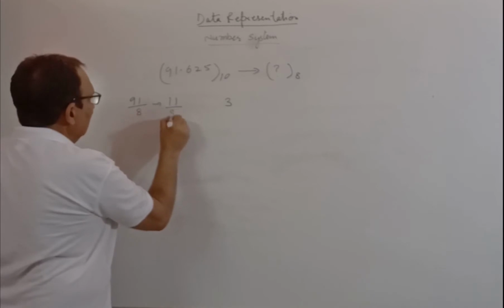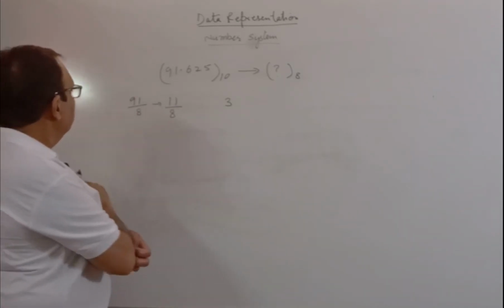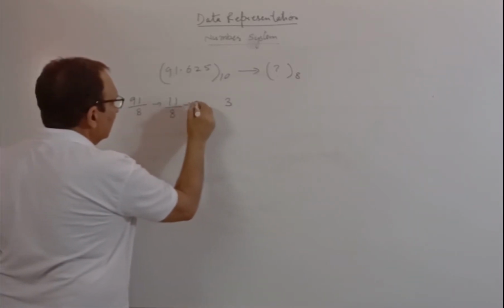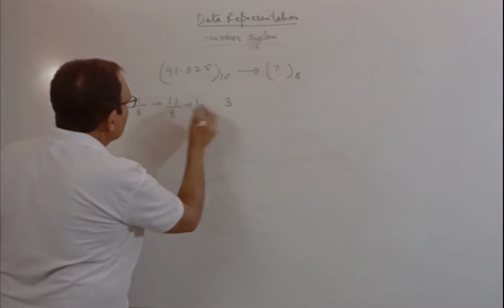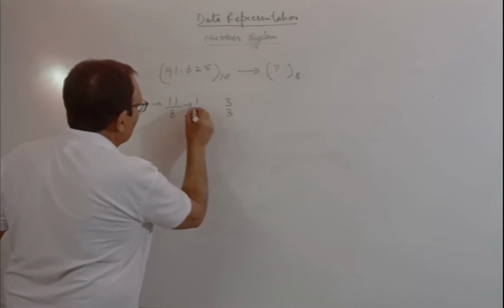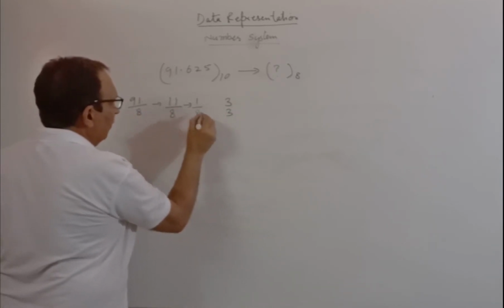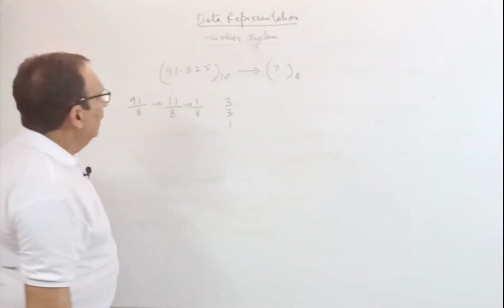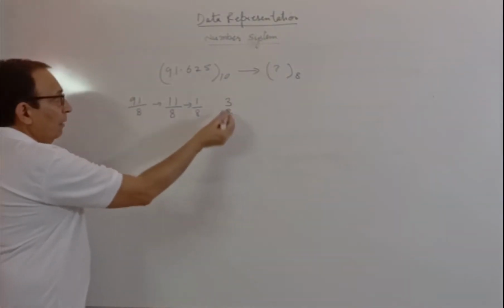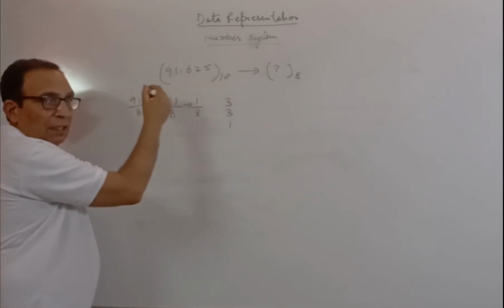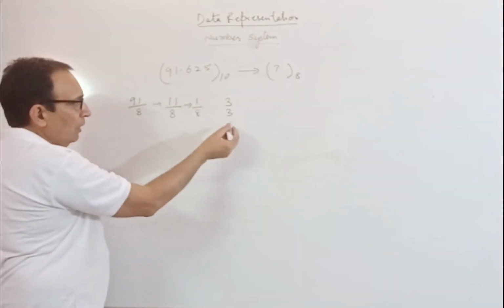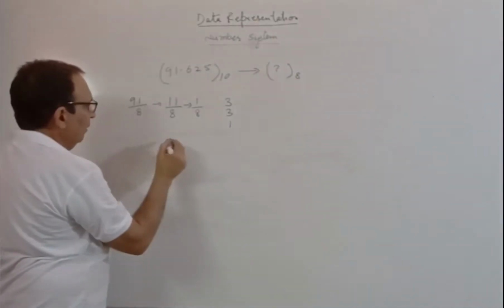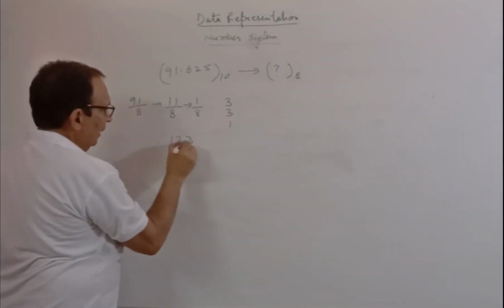11 divided by 8 again, 8 ones are 8, remainder is 3. 1 cannot be divided by 8, so you write 1 as such. Now see, because before the decimal the conversion is done, you have to read from bottom to top. It means 91 will be equivalent to 133.